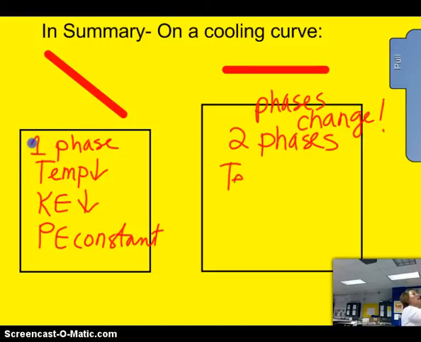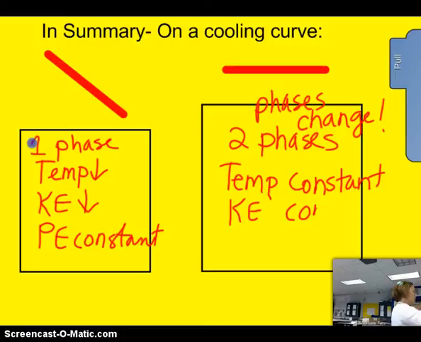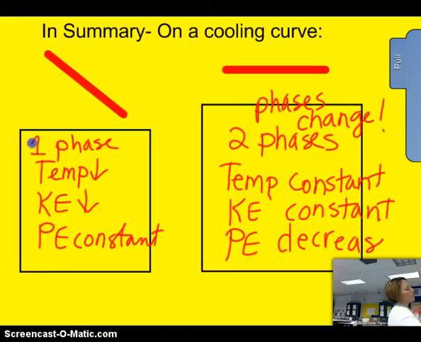On the flat parts, you have two phases because you're in a phase change. Okay? The temp is constant. That's why the line is flat. The kinetic energy is constant. And the potential energy decreases. Potential energy decreases.